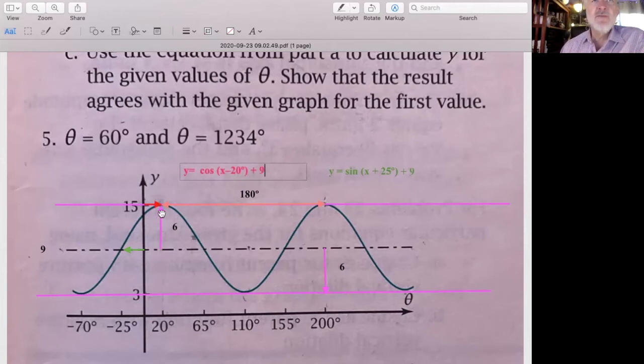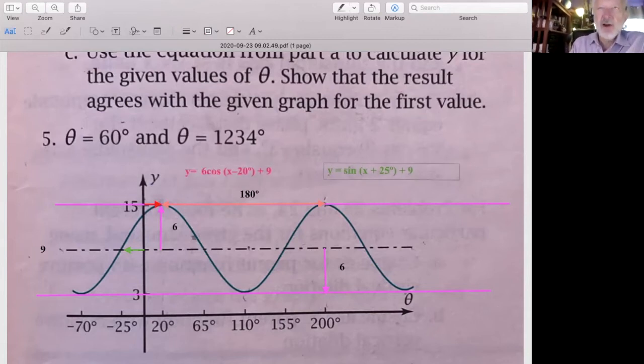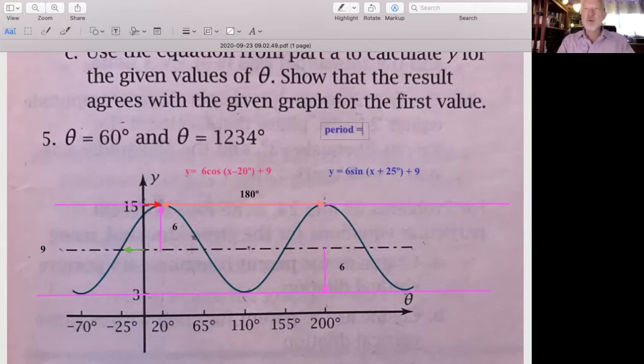We've got the vertical dilation, which is the amplitude, and we know that that's going to be 6. So that goes here and that goes here. The period is equal to 360 degrees divided by the absolute value of B. And that means if you want to get B, at least the absolute value of it, that's going to be equal to 360 degrees divided by the period.